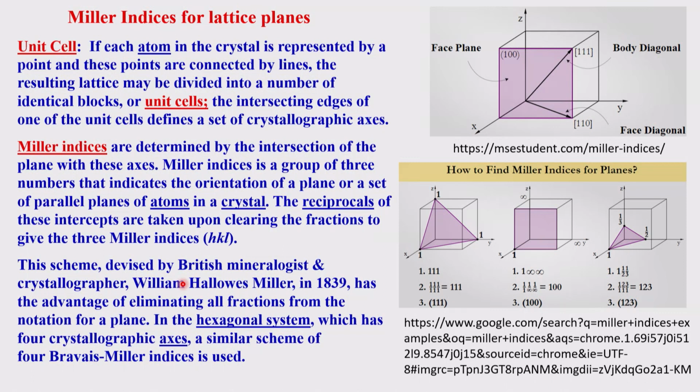Of course, for hexagonal you can use 4 axes, therefore 4 numbers, but it is not important here. This was basically proposed by the British mineralogist and crystallographer William Hallowes Miller in very early days. It is basically called crystallography. So these are the Miller indices.